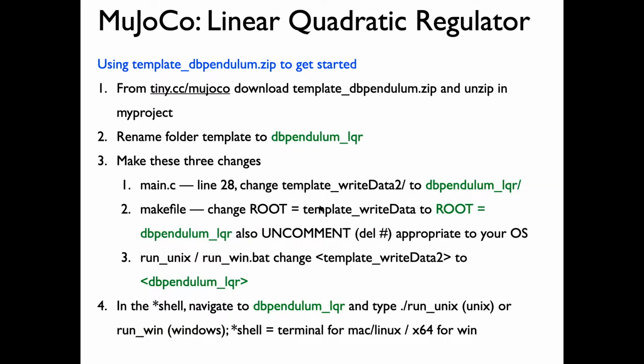I have created another template called template_dbpendulum.zip. It's in the MuJoCo link, tiny.cc MuJoCo. Download that, rename it to, let's say, dbpendulum_Lqr, and make those three changes, which we've always been doing in the main.c, makefile and the executable Unix or run-win file. Then if everything looks good and works fine, you should be able to see a double pendulum when you launch the run Unix file by navigating to the folder dbpendulum_Lqr within the shell.